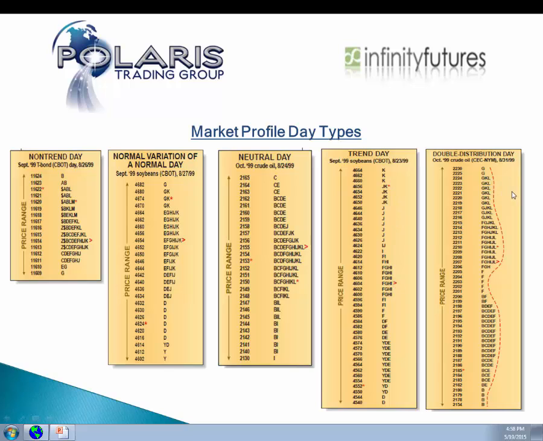And then a variation of a trend day is called a double distribution day, whereas congestion at the lower end, congestion at the upper end, and in between those areas is a small little kind of a window where prices rotated to the next level. Okay, and again, all these have their own kind of special ways of trading. All right, and again, all subject for advanced understanding of various days.